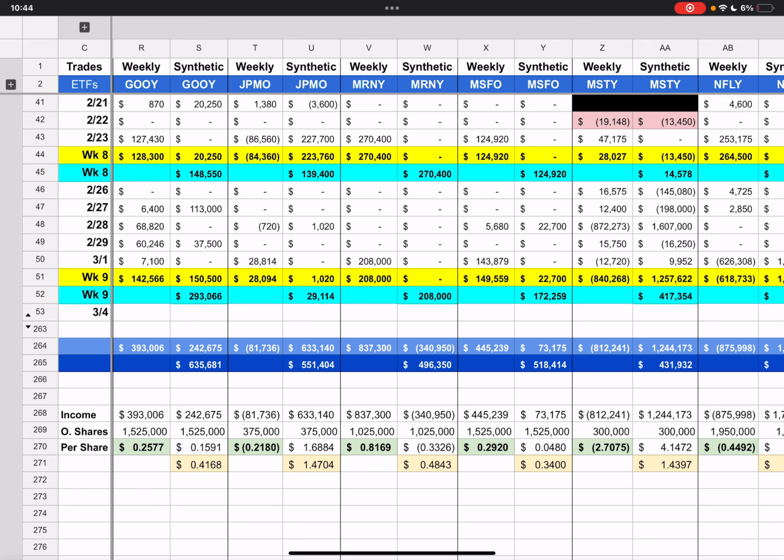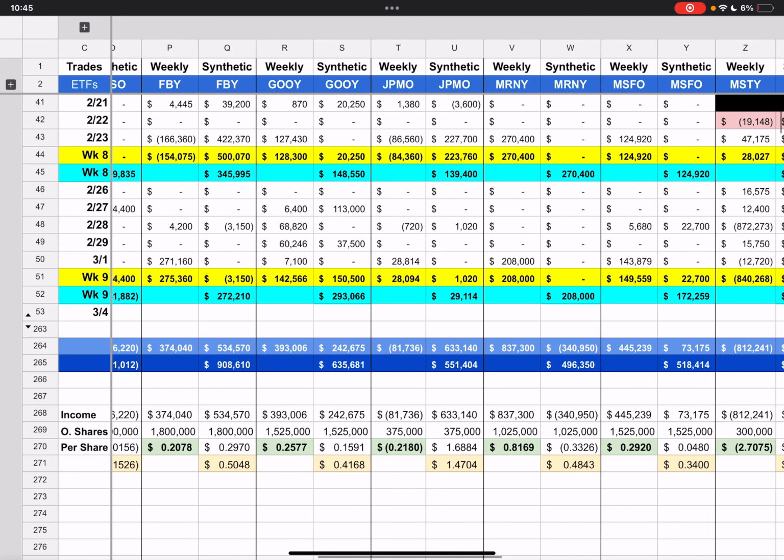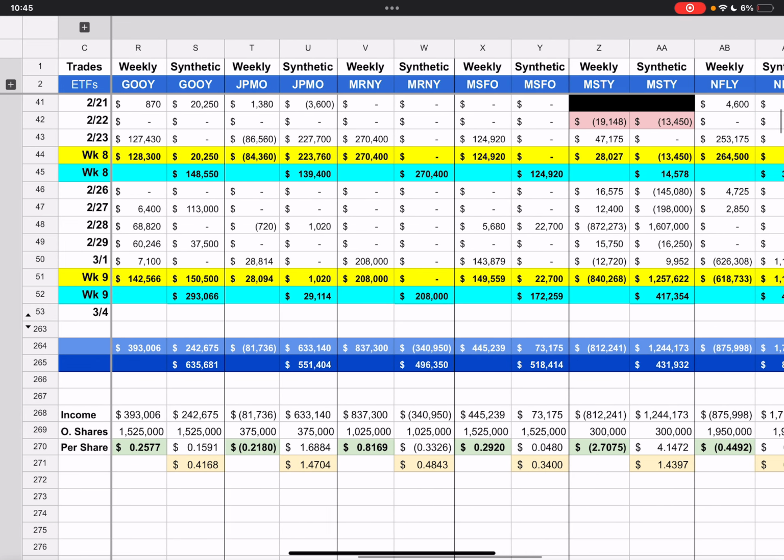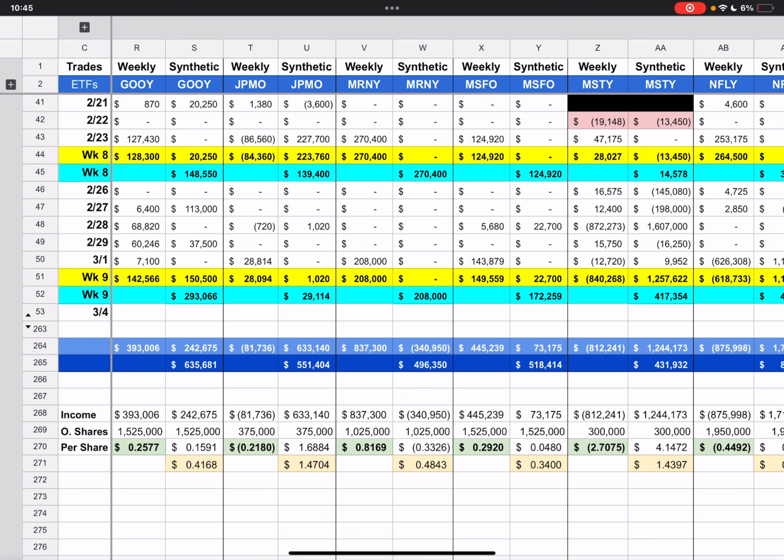So we go down to the bottom. I feel like deja vu there. No, those numbers are just similar, I guess. 393K, 243, and 635 overall. So if we look at the bottom, we have our weekly short call about 26 cents and the synthetic, with the total being around 42 cents. So in this case, we know they're not going to pay 42 cents. But of course, again, we still don't know what that first week was.